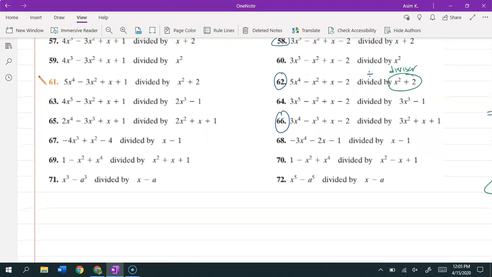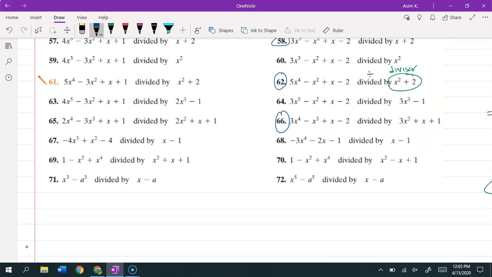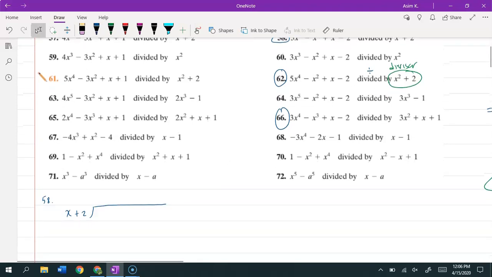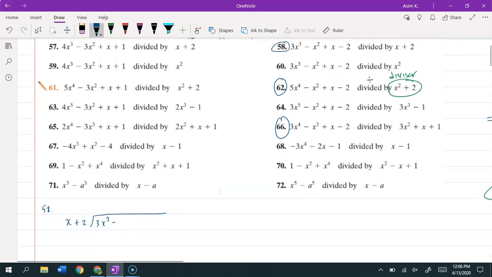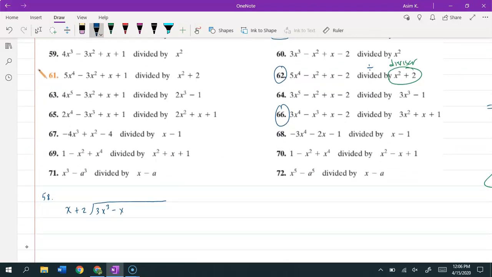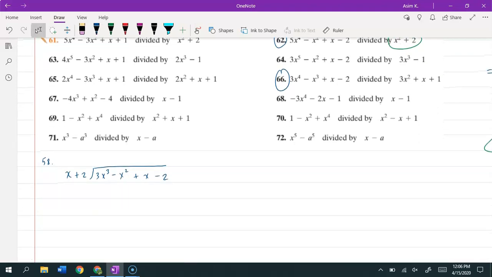So here's how that question really looks when you write it out. Bismillah. So that's number 58. And so you have an x plus 2 as your divisor, and then on the inside is called the dividend. So 3x cubed minus x squared plus x minus 2, right? So let's go ahead and get started with this.